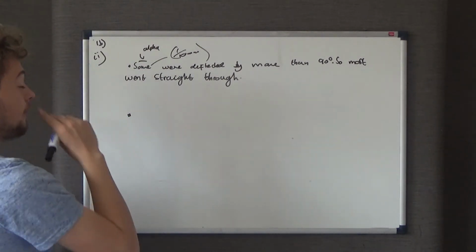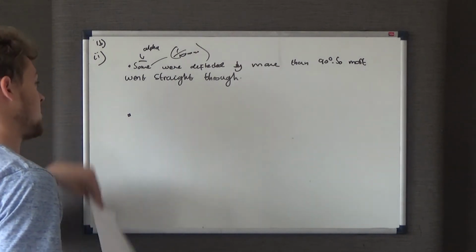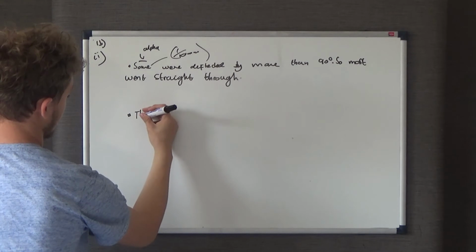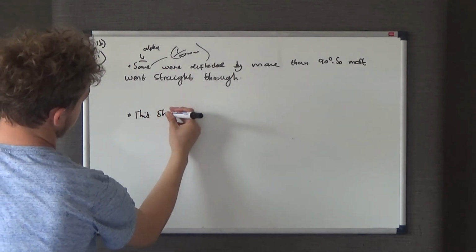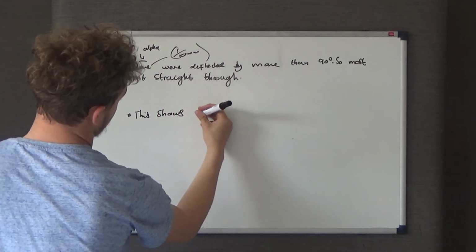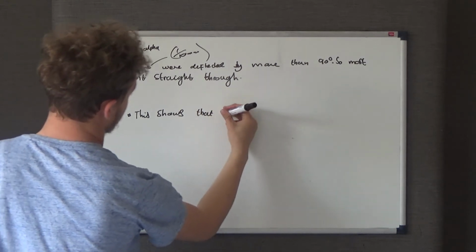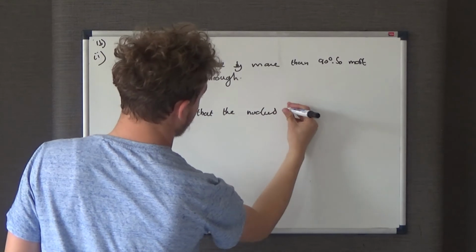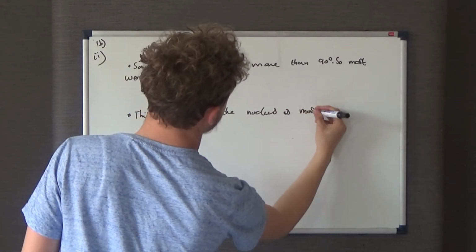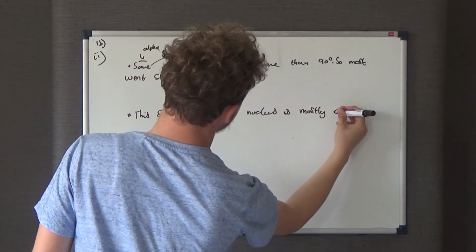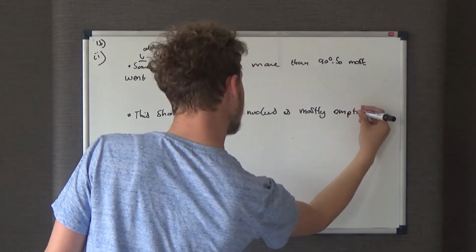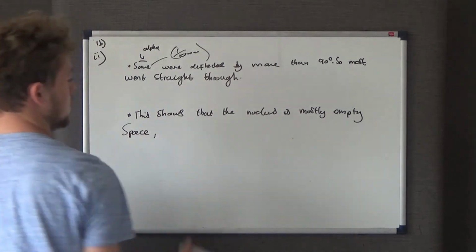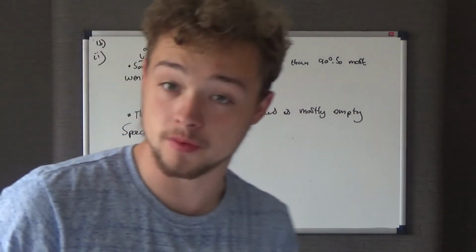Okay? So if all of them really went straight through, this shows that the atom, that the nucleus even, is mostly empty space. Okay, so it's a key point you need to make. So that's one result of the observation.